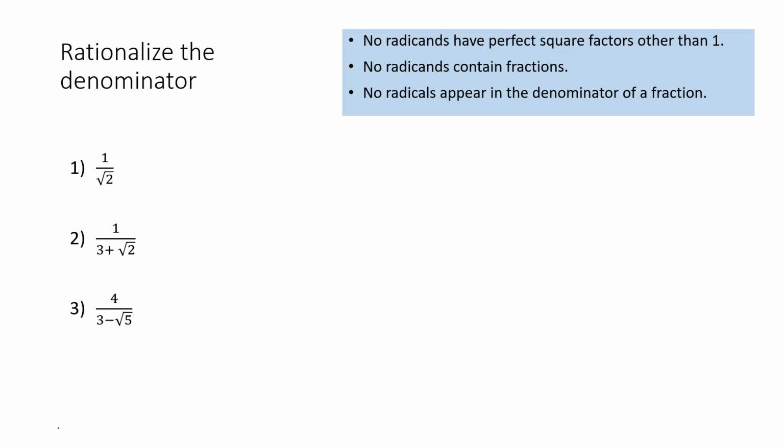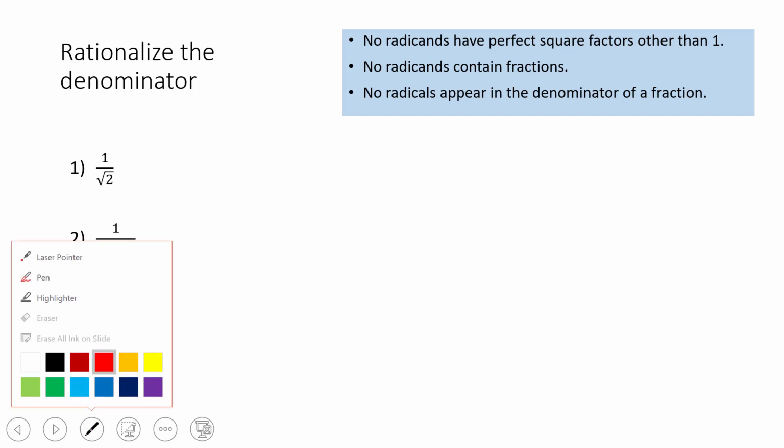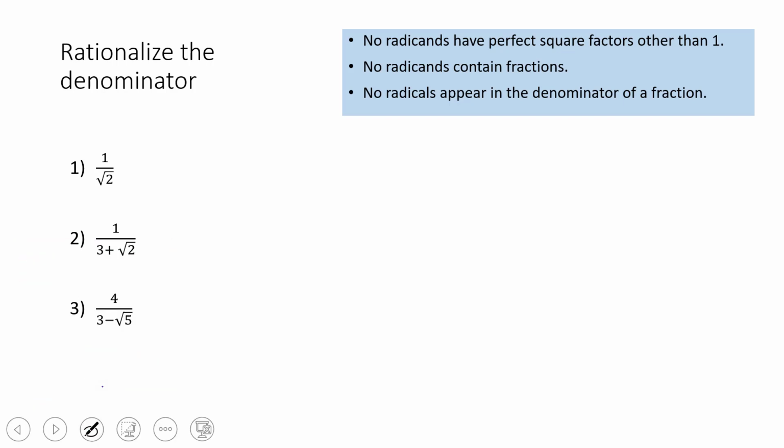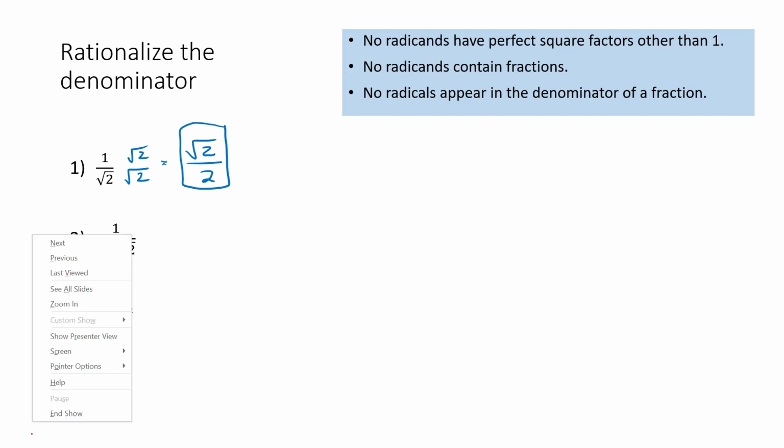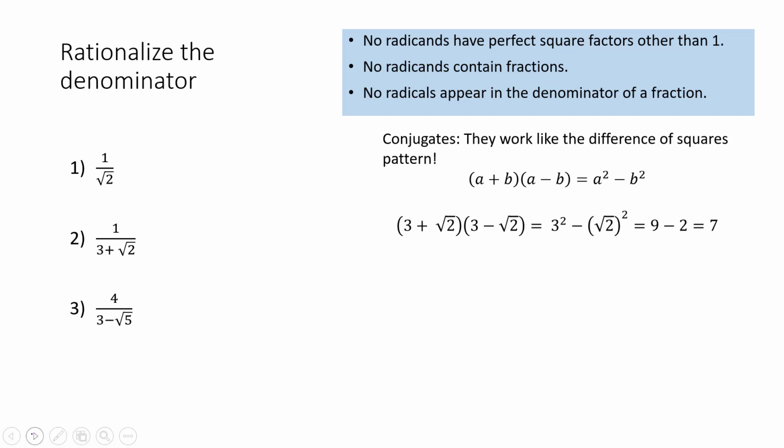Okay, a little bit more practice rationalizing the denominator. So here, think of what magical version of 1 you want to multiply by. Here, we have to be kind of fancy. So remember our old friend difference of squares. Conjugates are something we're going to talk about right now, and they work a lot like that. So here's our difference of squares pattern.